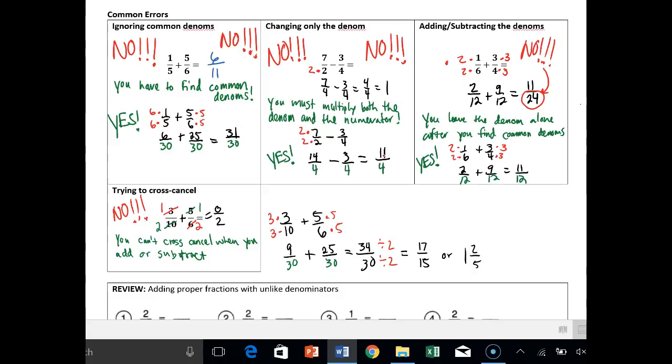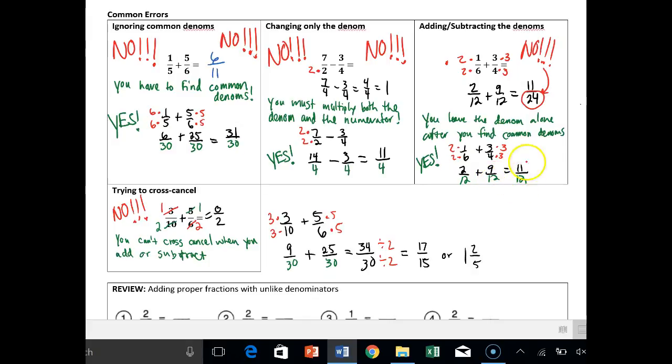A third error that I see constantly is adding and subtracting the denominators. So this person actually understands, all right, I do have to multiply to get common denominators. Okay, so 6 and 4, the common multiple is 12, right? 6 times 2 is 12, 4 times 3 is 12. So I get 2/12 plus 9/12, and then I add 2 plus 9, I get 11. Okay, you're still good. Okay, 12 plus 12 is 24. No, stop. You leave the denominator alone after you find common denominators, right? So you do all the correct work and then get this denominator wrong.